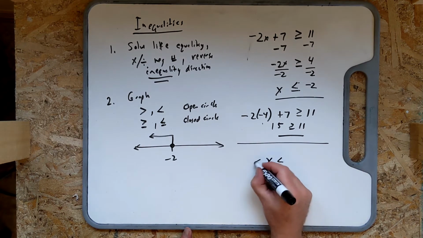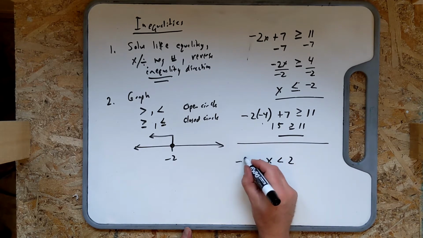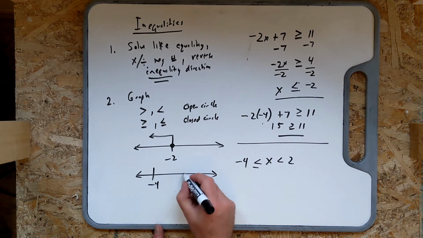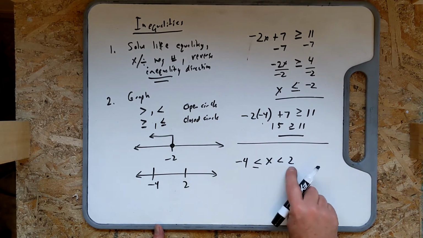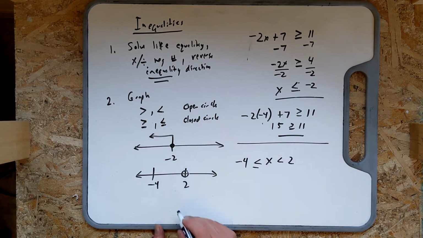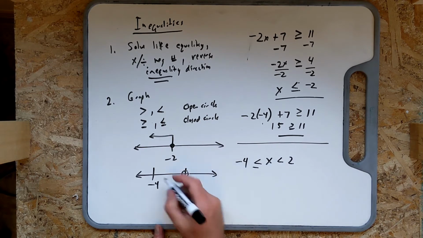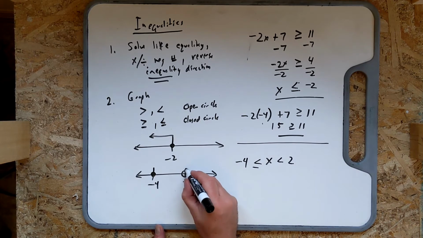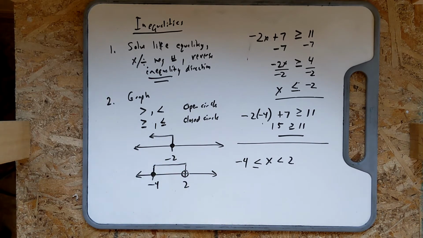Another example of a graph, we'll do with a compound. Let's say my answer was this, 2 to -4. I would graph -4 and 2. X is less than 2, so open circle. It is greater than or equal to -4, closed circle. And since it's less than 2 and greater than -4, it's the stuff in between, like that.